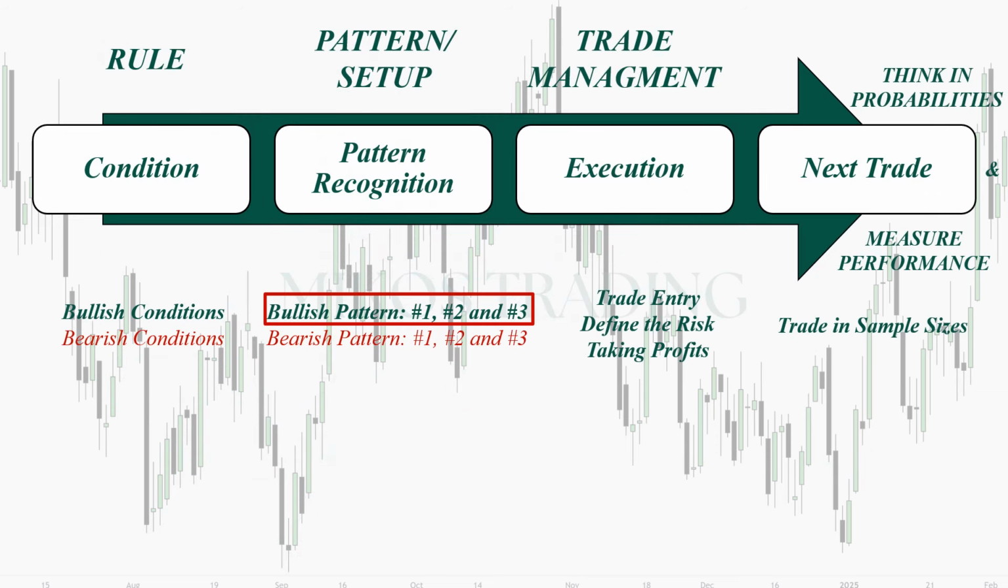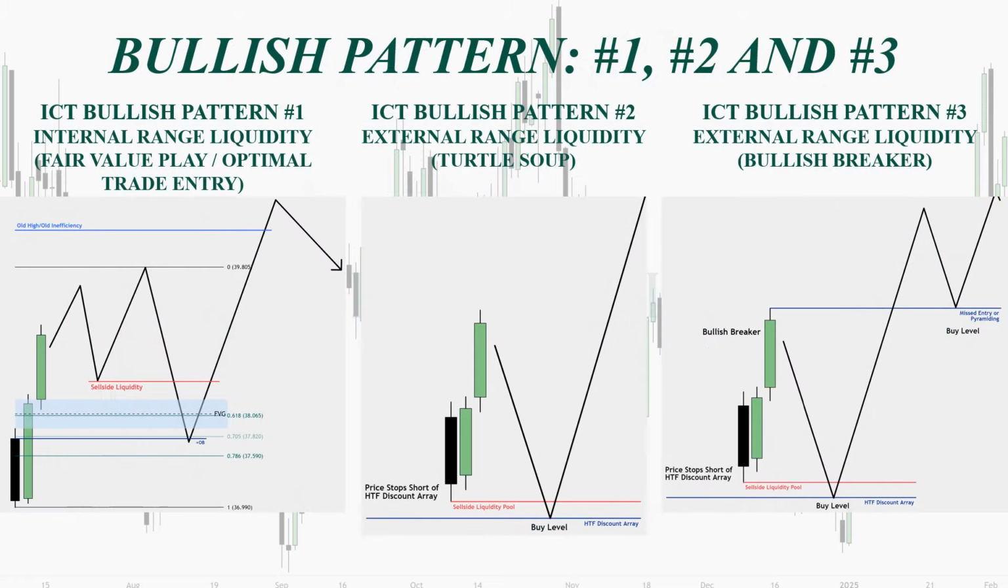I have three precise ways of identifying support and resistance patterns, and until at least one of the bullish patterns materializes in price action, I do not do anything. Here are the three bullish patterns. First is the internal range liquidity. Second is the external range liquidity. And third is the bullish breaker that I can use to either pyramid my position, or if I miss the turtle soup entry, I can enter it here.